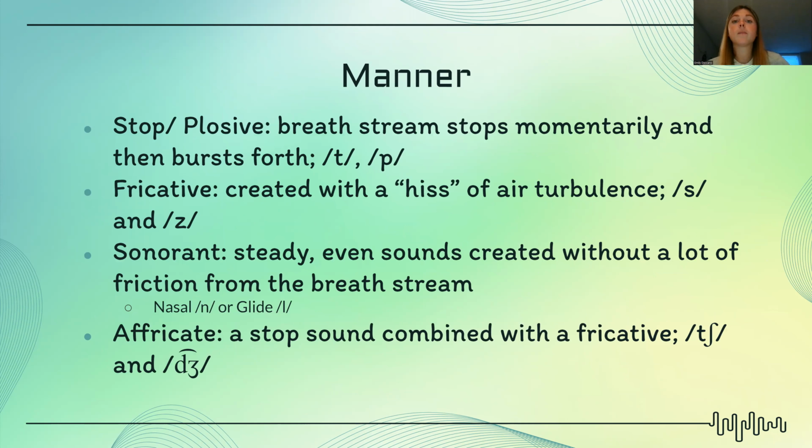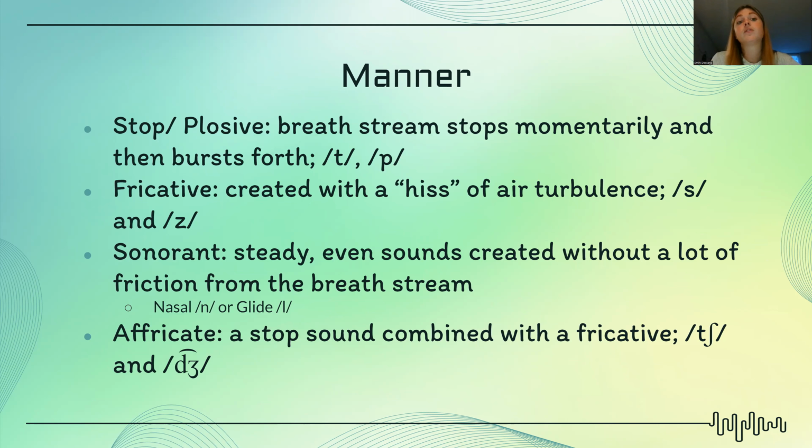And then, as I said before, manner, the way in which we alter that breath stream in our mouth, also is a characteristic that we can use to characterize consonants. So there are stop sounds, or plosives, they're also called. I think the word plosive is a little bit more descriptive because in these sounds, the breath stream, the air stream stops and then kind of explodes out of your mouth. So like in the sounds t and p, you can kind of feel how the air stops and then explodes out of your mouth. Those are called plosive sounds. That's the way in which you alter that breath stream.